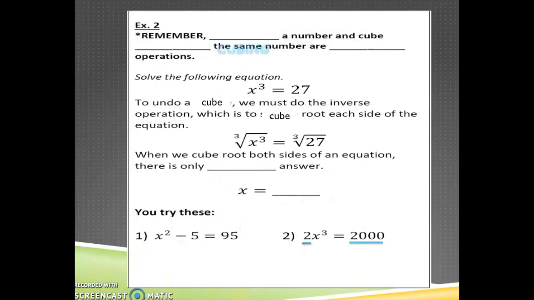Example 2. Remember, cubing a number and cube rooting the same number are inverse operations. So let's solve the following equation. So x cubed is equal to 27. So once again, to undo a cube, we must do the inverse operation, which is to cube root each side of the equation. Remember, what you do to one side, you must do to the other. When we cube root both sides of an equation, there is only one answer. So when we find the cube root of 27, x is equal to 3.